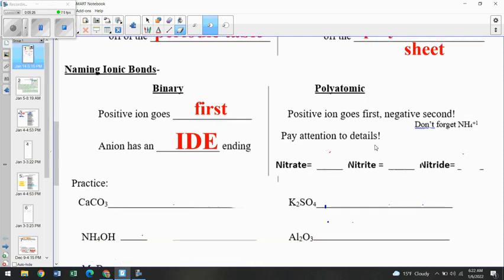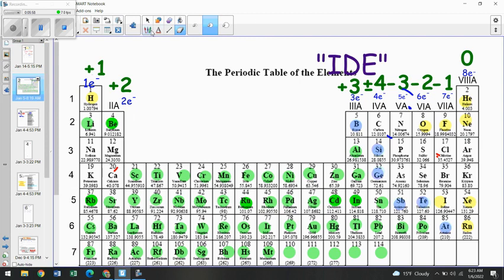But then you have to pay attention. There's one thing you really need to pay attention to, the details. So you'll notice on the polyatomic ion sheet, if you look at nitrate, that's listed as NO3 with a charge of -1. Nitrite is listed as NO2 with a charge of -1. But nitride, what is that? Well, that is just regular old nitrogen that had the N chopped off with an IDE ending, and so that's actually that -3 coming off your periodic table. So nitride, again, is just talking about regular old nitrogen on your periodic table. It's going to have a charge of -3.